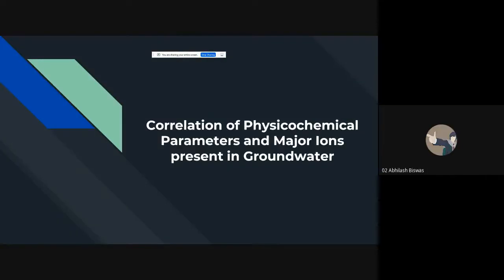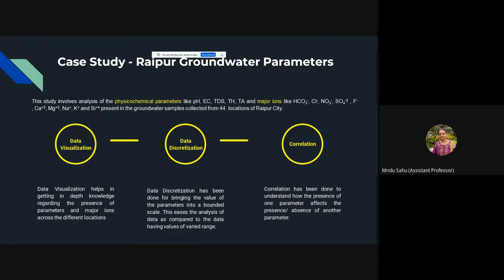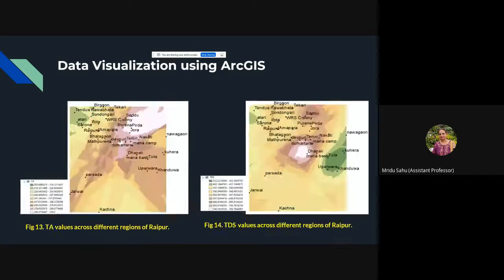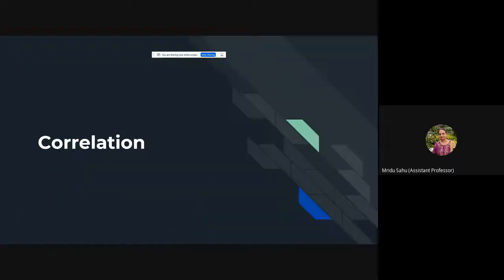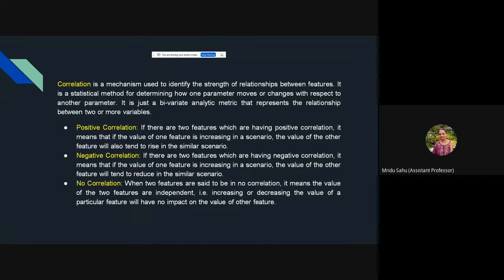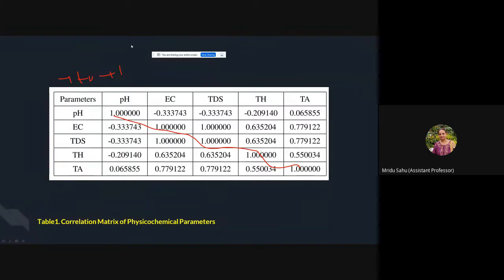Yes, ma'am. So after this correlation matrix, we got the data visualization. It helps in getting depth of knowledge. So this we got as the correlation matrix. Correlations are either positive correlation, negative correlation, or no correlation. So you can see easily in this chart, PH to PH, you got the positive correlation, because PH to PH, definitely the same thing you will get, and the answer of this correlation you will get is minus 1 to plus 1. So this is the range of correlation values, minus 1 to plus 1.